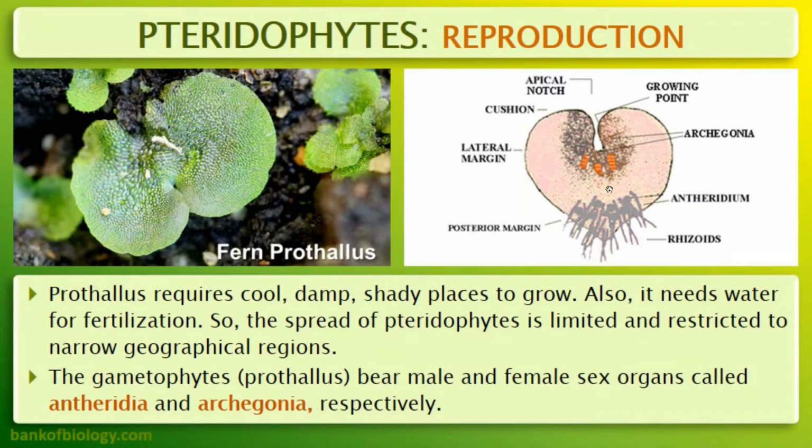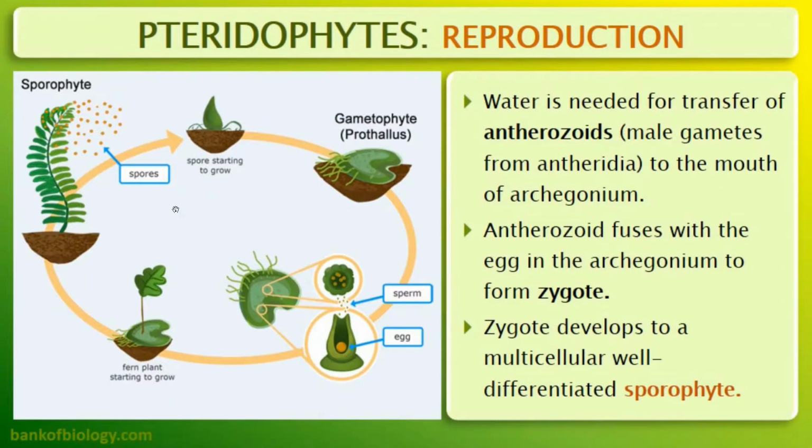Gametophyte or the prothallus bears the male organ which is called antheridium. This is the antheridium in the posterior margin, and the female sex organ which is called archegonium in the anterior portion of the prothallus. The antheridium produces the anthrozoids which are the male gametes. These anthrozoids will swim in the water to fuse with the eggs which are produced by the archegonium still present in the prothallus, and this forms the zygote. Zygote will develop into the multicellular well differentiated sporophyte.